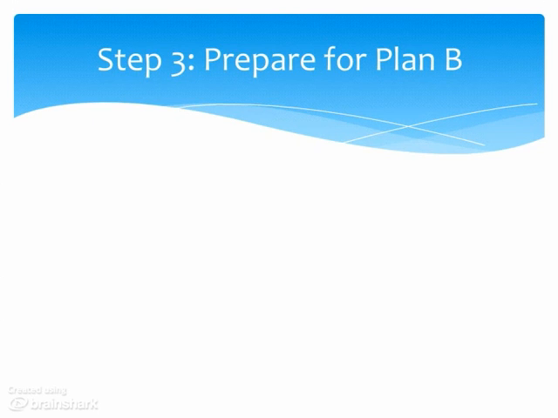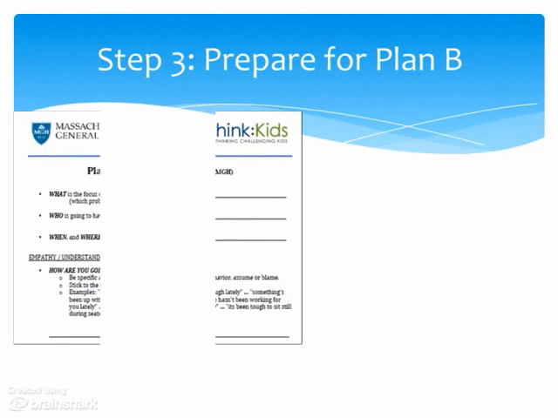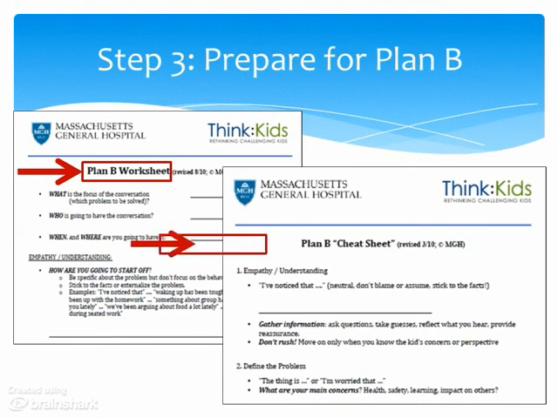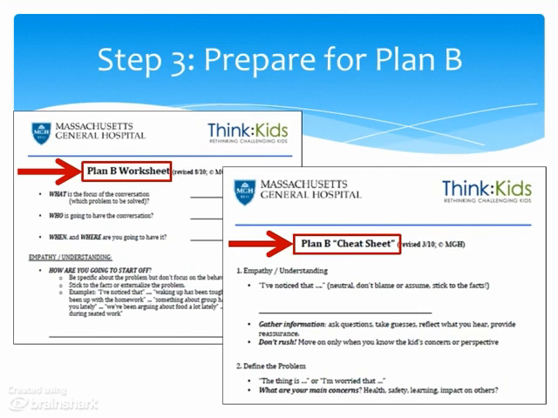Step 3 is when you take the time to plan and prepare for having the Plan B conversation with the student. The two forms you see here are actually front to back on one sheet of paper. You can find that paper in the K drive or in hard copy form on top of the filing cabinets behind Kathy's desk in the main office. Complete the Plan B worksheet first to help you organize your thoughts. Then fill out the Plan B cheat sheet to help you know what words you think should be used to make the conversation a success.